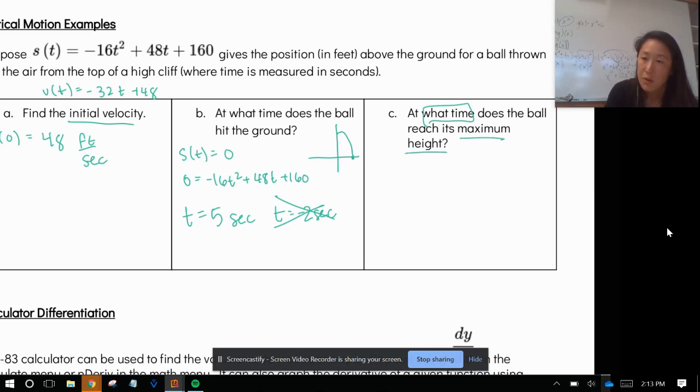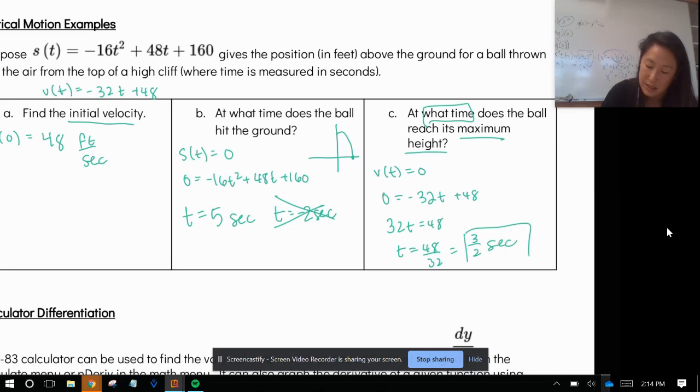Lastly, at what time, so solving for t, does the ball reach its maximum height? So what do we know? Like, what helps us find relative mins and relative maxes? Oh yeah, it's when the first derivative is equal to 0. So I'm going to be like 0 is equal to negative 32t plus 48. 32t is equal to 48, so t is equal to 48 over 32, which is 3 over 2 seconds.